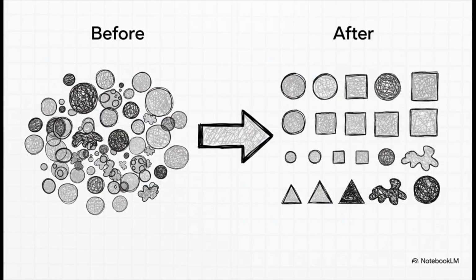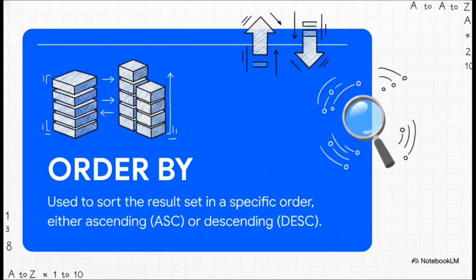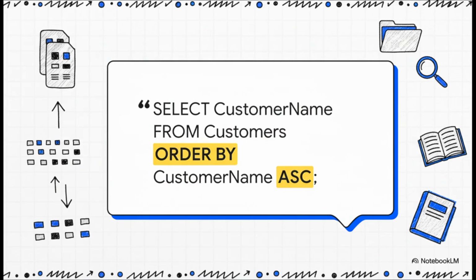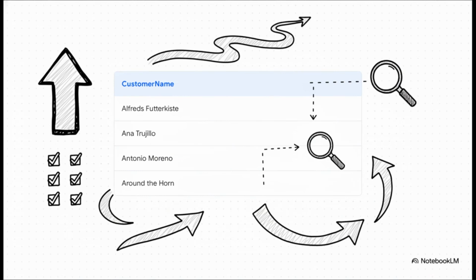So, you've got the right data. But it's all out of order. Let's fix that. For that, you use order by. It does exactly what it sounds like. It sorts your results. Here, we're asking for all the customer names and sorting them alphabetically, A to Z. And look at that, a perfectly sorted list. So much easier to read, right?